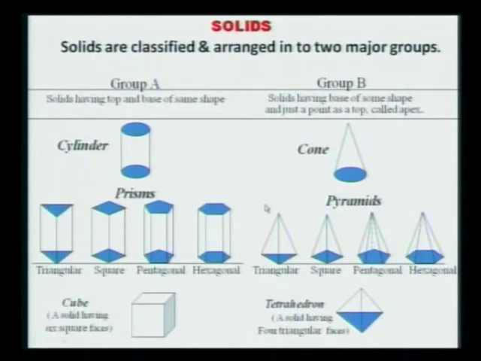See, we have classified the solids in two major groups. Solids having top and base of the same shape, and solids having a base of some shape, which may be a triangle, square, pentagon, or hexagon, and just a point as a top, called an apex. See, here is the apex. The solids having an apex are the cone, pyramids, and tetrahedron. And those having the same base and top shape are the prisms and cylinder.